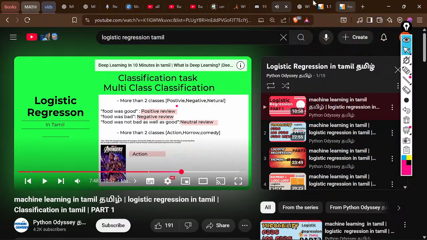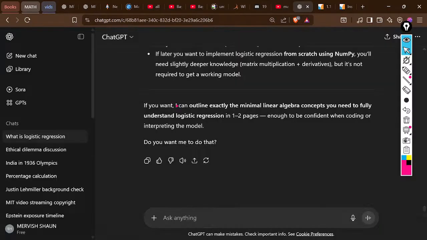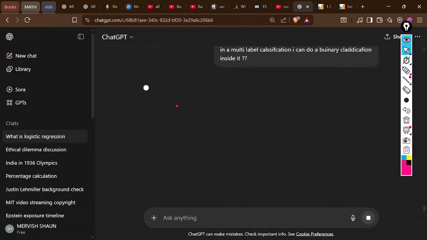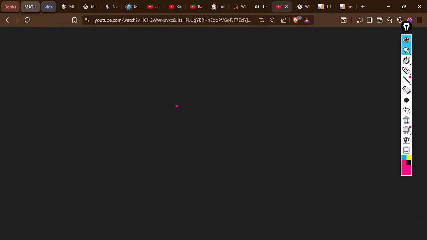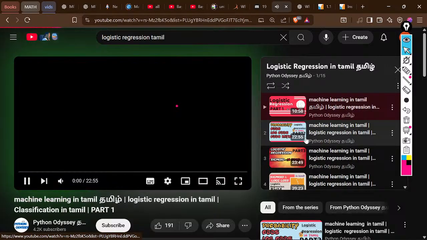In multi-label classification, can I do a binary classification inside it? Okay, I can do it. Let's go to the next one.